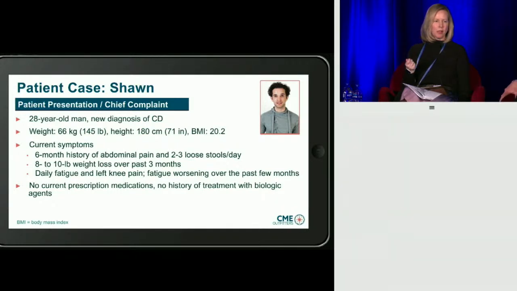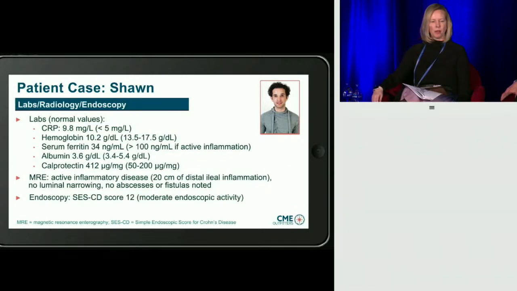So this is Sean, a 28-year-old man with a new diagnosis of Crohn's disease with a BMI of 20. And current symptoms are significant: 6-month history of abdominal pain, 2 to 3 loose stools a day, 8 to 10 pound weight loss over the past 3 months, daily fatigue, left knee pain, and this fatigue has been worsening over the past few months. No current prescription medications and no history of treatment with any biologic agents.